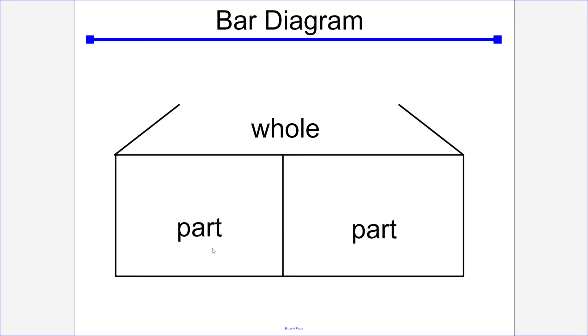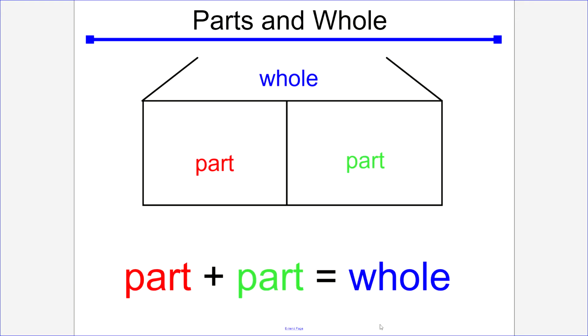You know from first grade and second grade that part plus part equals whole. You can see when you look at the bar diagram that the 2 parts are the same size as the whole because the parts together equal the whole. As we just discussed, part plus part equals whole. I'm sure you remember this from first and second grade. Part plus part equals whole. The 2 parts, when you add them together, are equal to or the same as the whole.